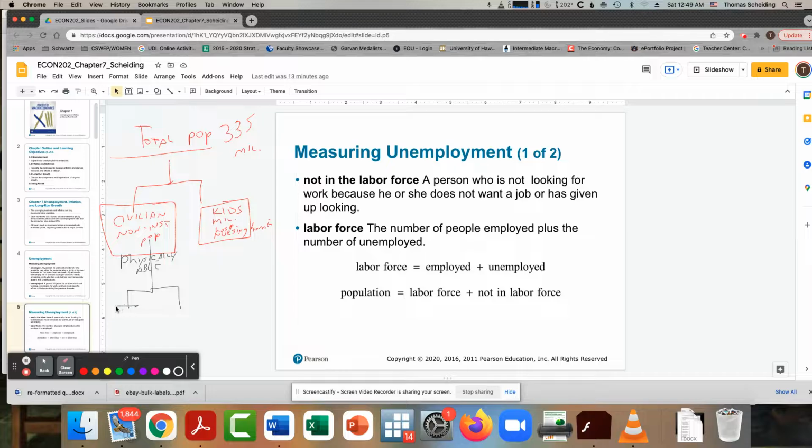Then we have our labor force and not in labor force. Not in labor force would be college students, perhaps, if they're going to school full time. Retirees who theoretically could work, are physically able to work, but choose not to. The very rich, I don't know, does a Kardashian work? The very rich, that kind of thing.